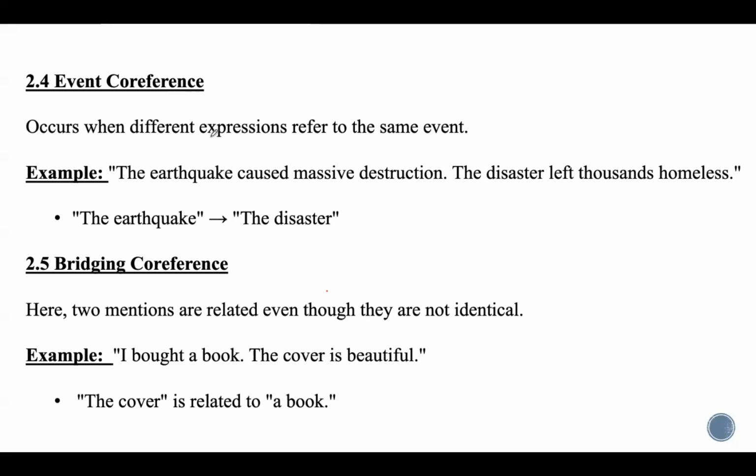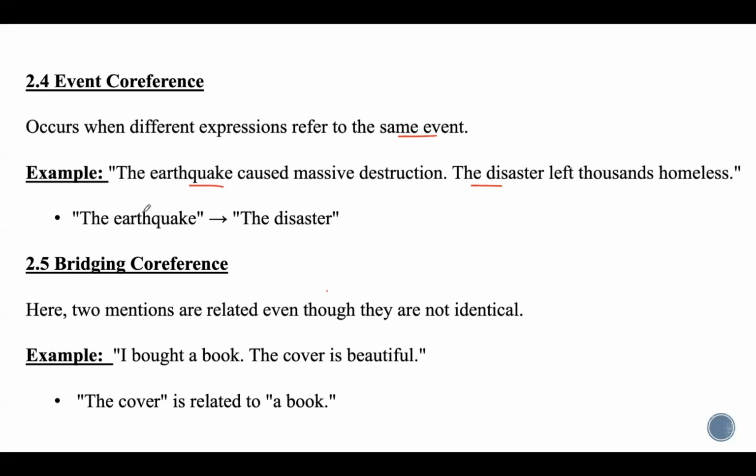Next one is event coreference. It occurs when different expressions refer to the same event. So if you take this sentence: the earthquake caused massive destruction. The disaster left thousands homeless. So we can identify an event coreference between "earthquake caused massive destruction" and "the disaster". Okay. So here earthquake and disaster, both of them refer to the same event.